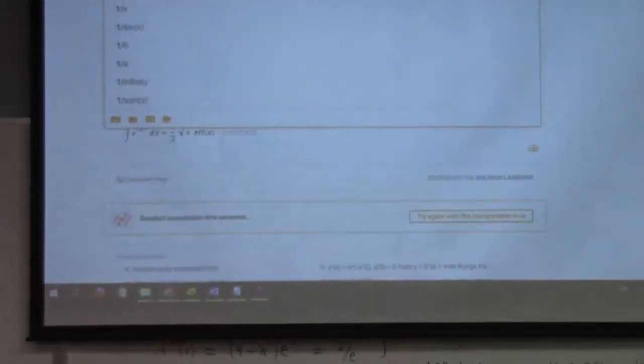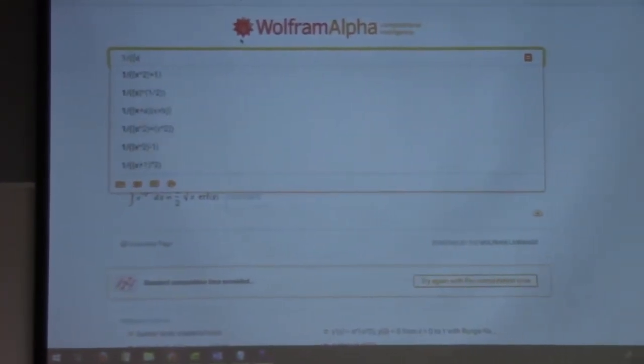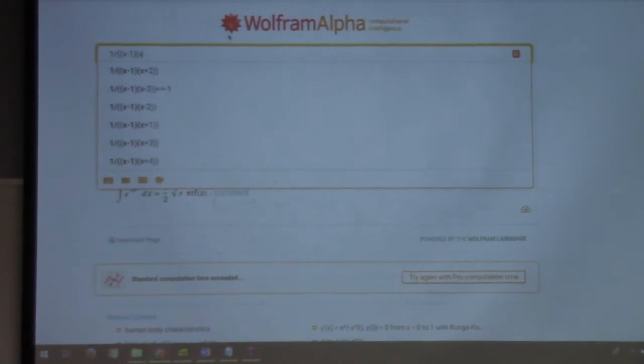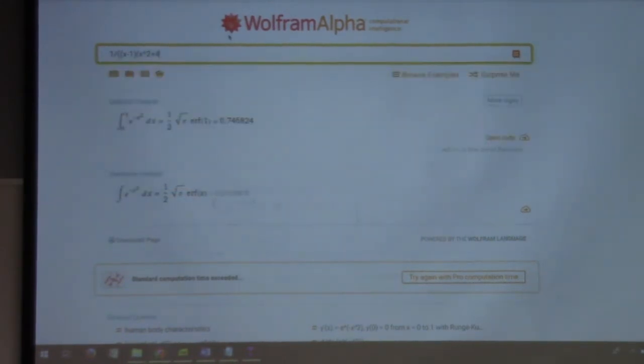1 divided by, what was it? X minus 1 times what was it? X squared plus 4 squared. And if we do something like expand, that usually does it.